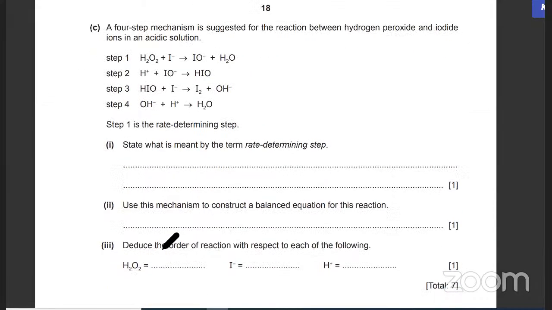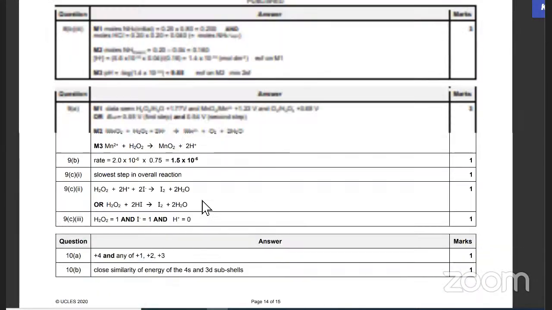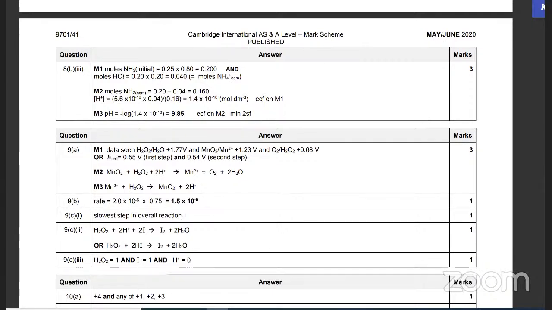Then a 4-step mechanism is suggested for the reaction between hydrogen peroxide and iodide ions in an acidic solution. What is meant by the rate determining step? That's the slow step in the reaction mechanism. Okay, that's your rate determining step. These are definitions. Reconfirm that it is a slow step in the overall reaction. Okay, that's it.